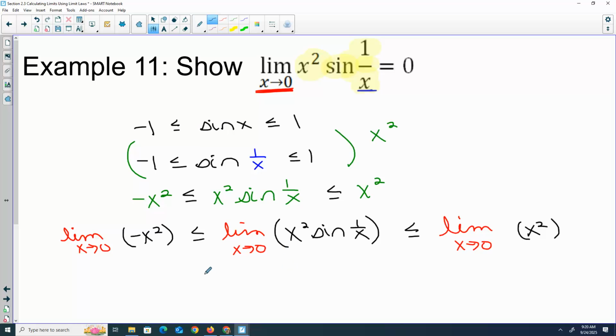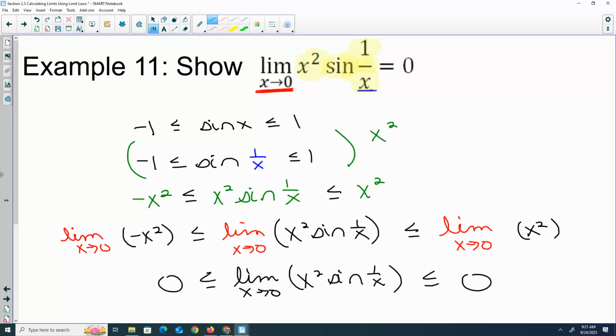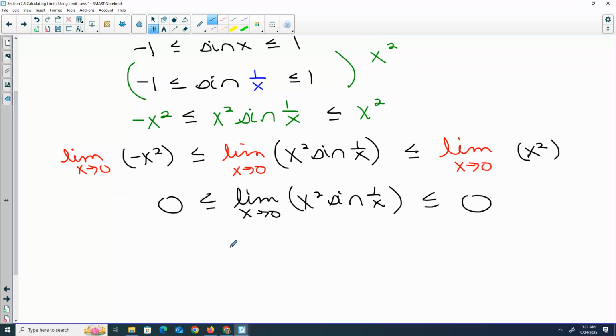Okay, I don't know how to do this limit in the middle. But I do know how to do the limits on the end. What would I have to do here? Plug in 0. The opposite of 0 squared is 0. Over here, if I plug it in, I get 0 squared, which is 0. So I have that 0 is less than or equal to this limit, which is less than or equal to 0, which means my limit is in fact 0.